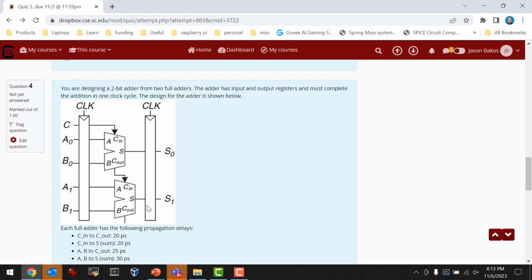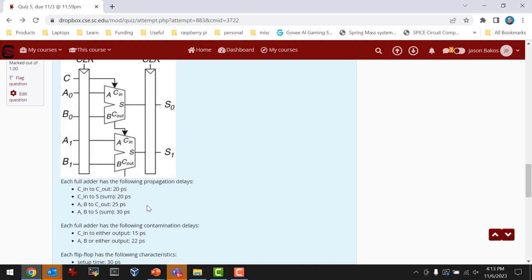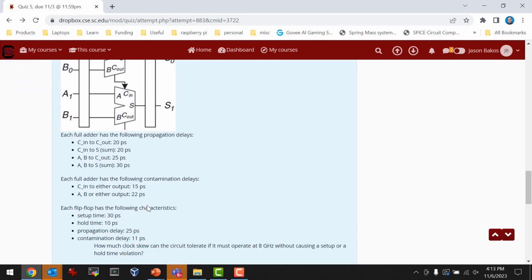And then for the contamination delay, the fastest we'll get a change is going to be A and B to either output or C in to either output. So I'm guessing C in to S on this first adder is going to be 15. So contamination delay is going to be 15 and propagation delay will be 40. But of course, that's just the logic in between. You have to also consider the propagation and contamination delay of the flip-flops as well. And then you just do the same calculation I did for the previous one.